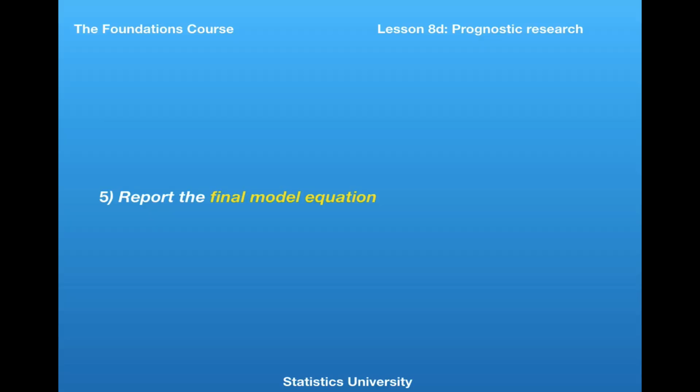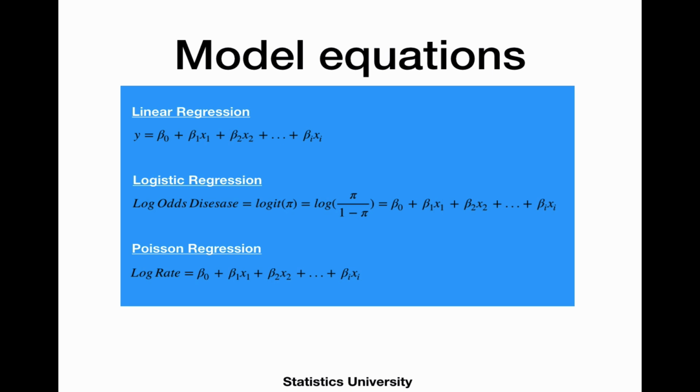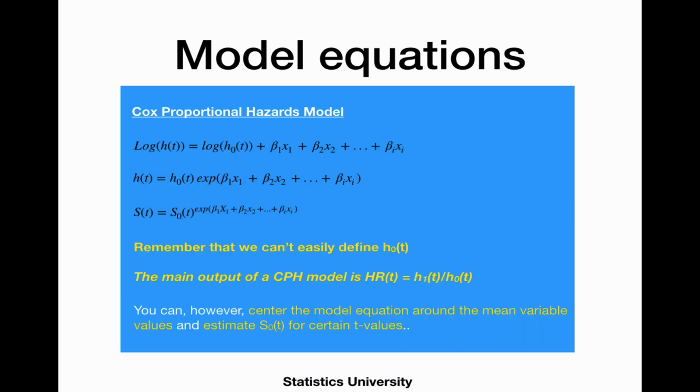Now, the fifth principle of the GCR approach to prognostic research is to report the final model equation. This is an absolute must, in my opinion, because it allows other researchers to work with your model and perform updating, recalibration, etc. You've already seen all of these equations, so I'm not going to discuss them again, but remember that the linear regression model is the simplest equation, and we use a link function in logistic regression, Poisson regression, and the Cox proportional hazards regression models.